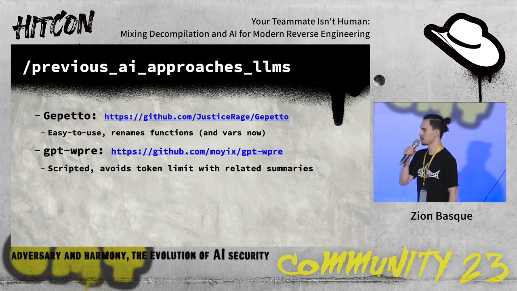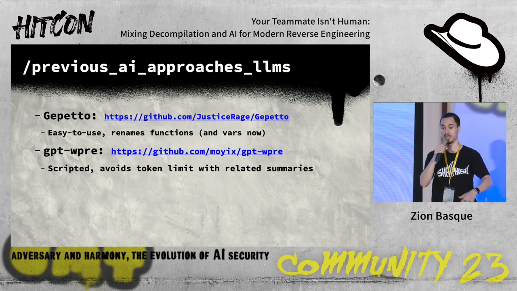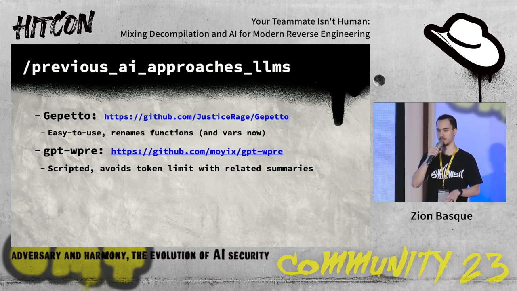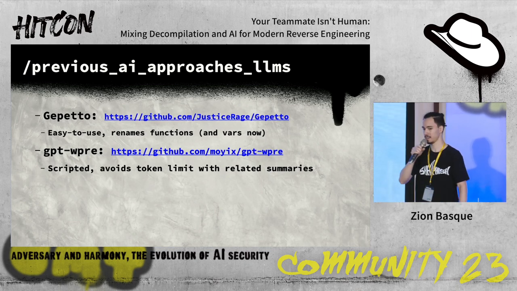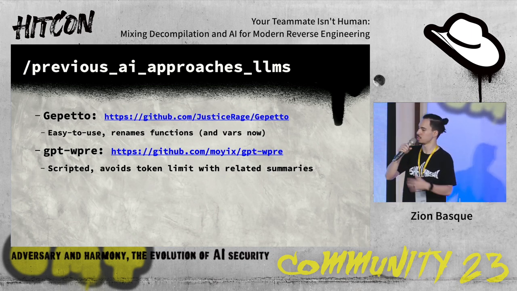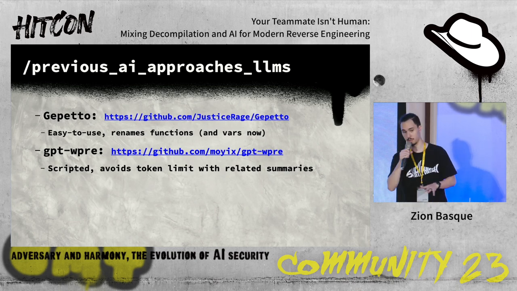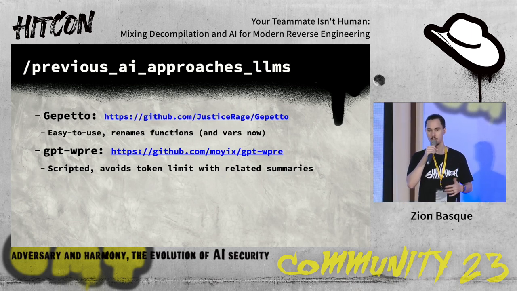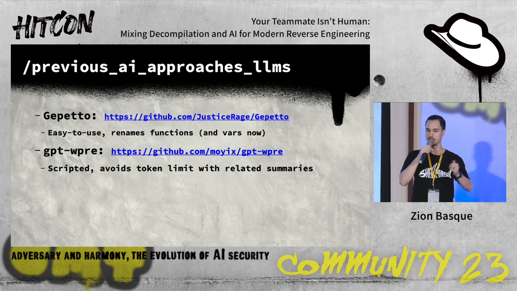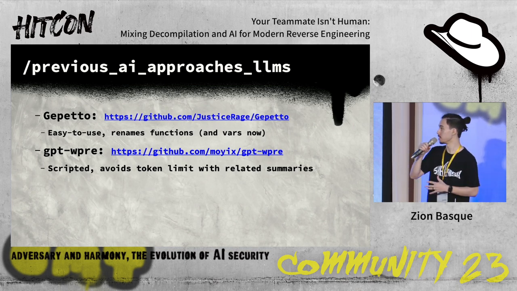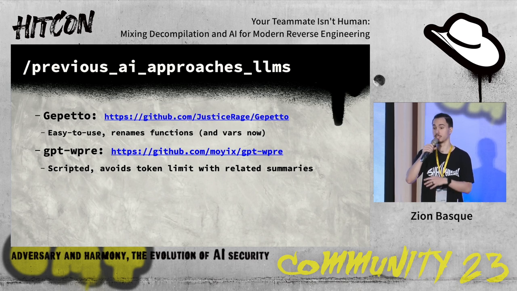So these two approaches, Geppetto is the first one, which you may be well aware of. Geppetto was kind of the first to try and put this in the decompiler. And then GPT-WPRE, which was written by an NYU professor, does something kind of similar. The first one really tries to make it more human-centric, where you right-click on it and you say, hey, summarize it for me, and it summarizes it. And just recently, they've actually had it rename some variables too. Unfortunately, it doesn't work on big functions, it doesn't work on the full binary, and the human has to initiate this change first.